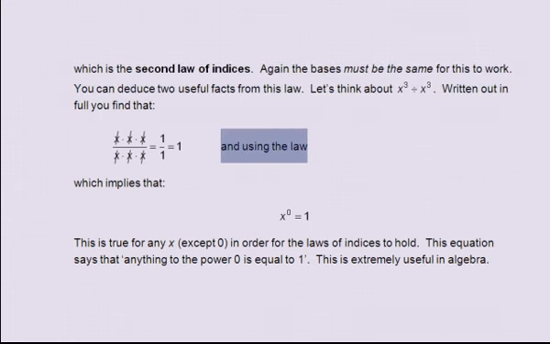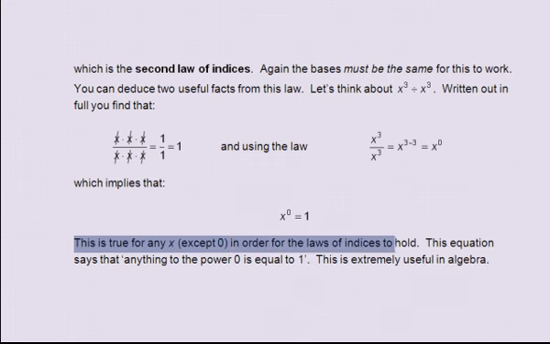Alternatively, using the law, x to the power 3 divided by x to the power 3 equals x to the power 3 minus 3, which equals x to the power 0, which implies that x to the power 0 equals 1. This is true for any x except 0, in order for the laws of indices to hold. This equation says that anything to the power 0 is equal to 1. This is extremely useful in algebra.